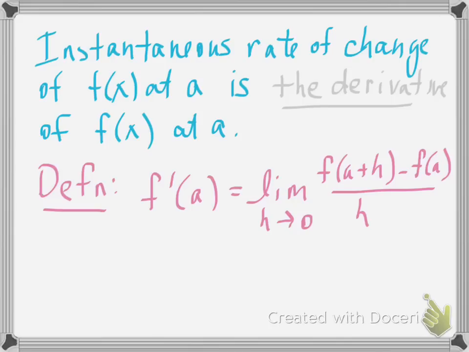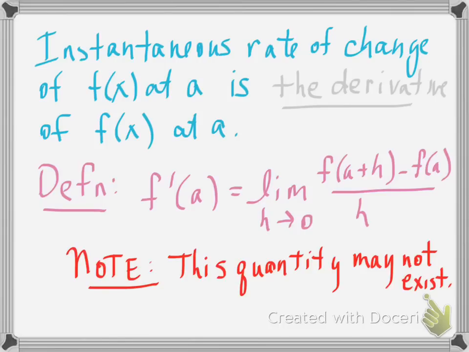So remember, instantaneous rate of change was the average rate of change on a smaller and smaller time interval. So that's what happens when h goes to 0. We take this average velocity quantity and we let our time interval get really small, and that is our instantaneous velocity, or instantaneous rate of change if f is not a position function.